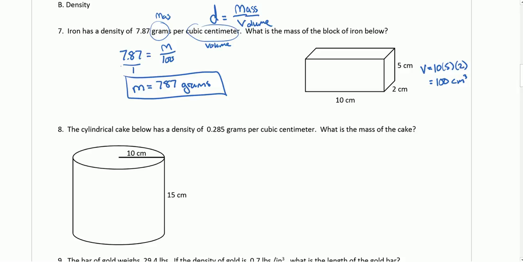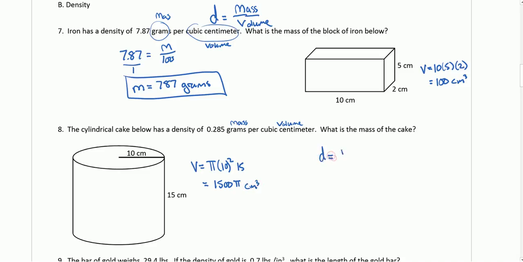Number 8, we got a cylindrical cake below that has a density of 2.285 grams per cubic centimeter. So again, we see the mass is in grams, the volume is in cubic centimeters. What's the mass of the cake? So let's find the volume of this cake here, which is the area of the base, so pi r squared, times the height. So 10 squared is 100, so we have 1500 pi cubic centimeters.